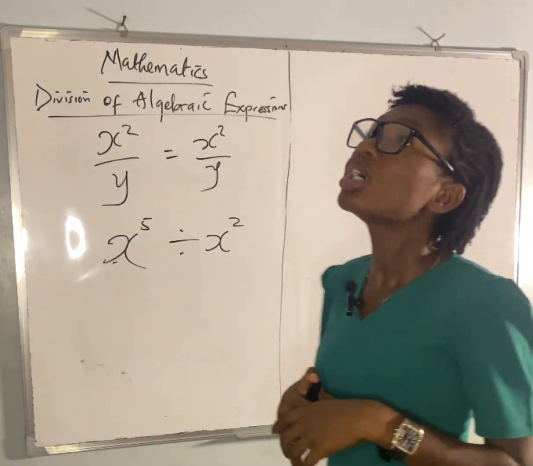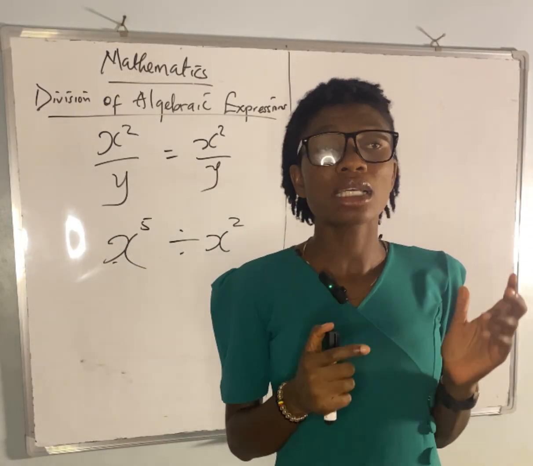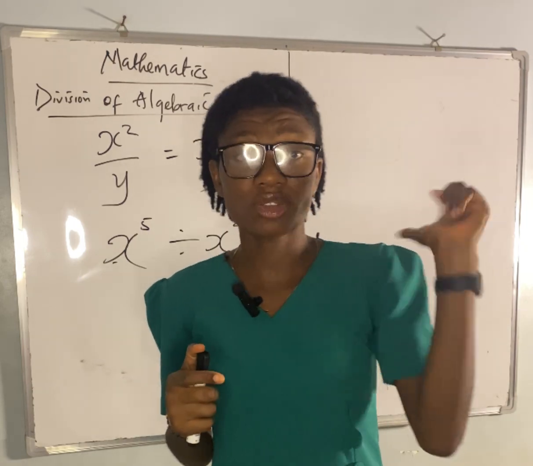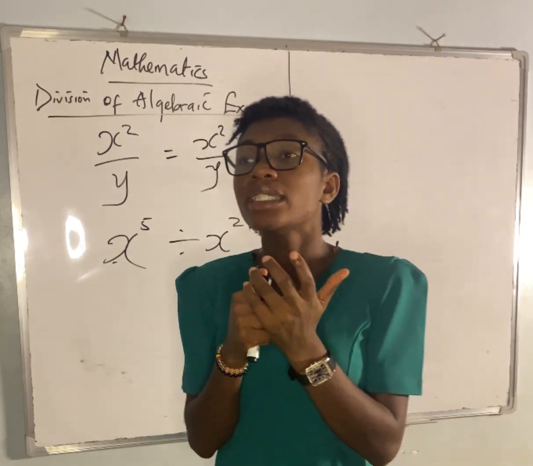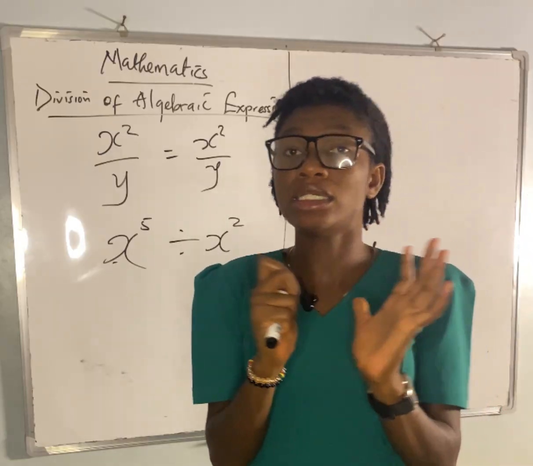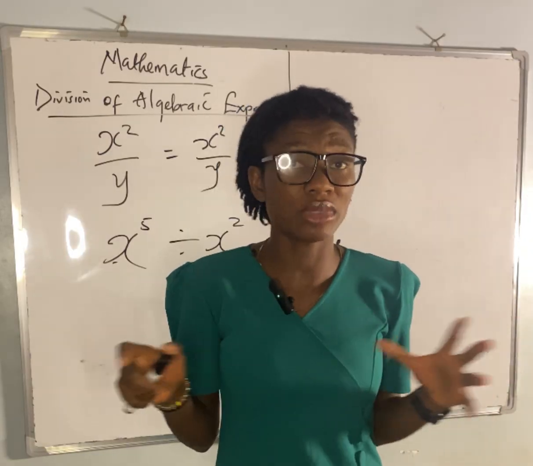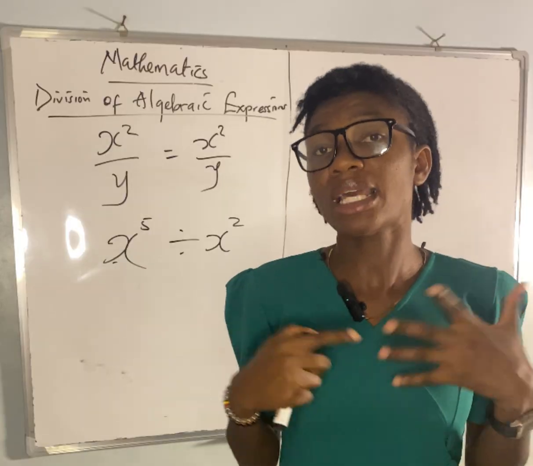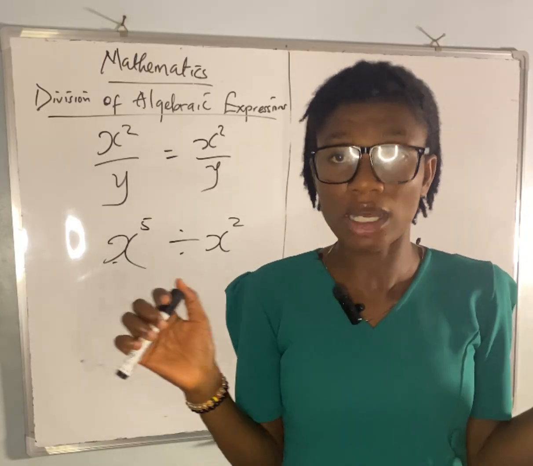So in this case, when we are dividing like terms, it's simple. Like I told us in our last video, the law of indices states that when you are multiplying indices of the same base, you add their powers. When you have indices of the same base, that's the same variable multiplying themselves, you just add their powers together.